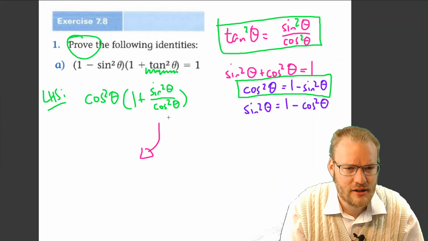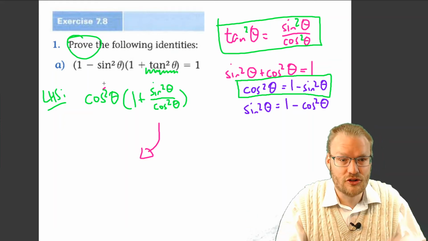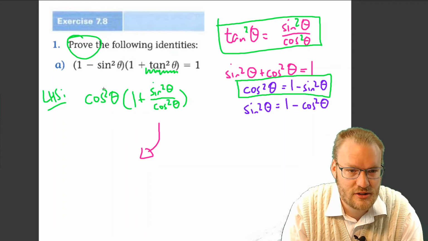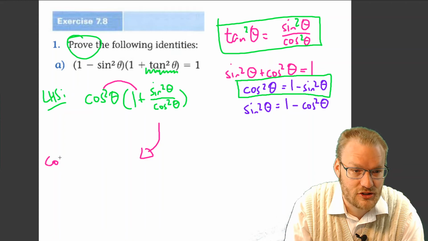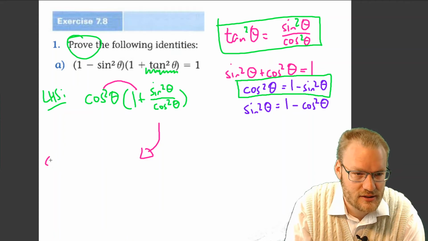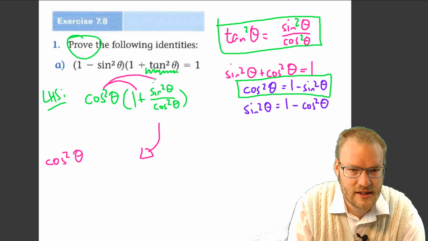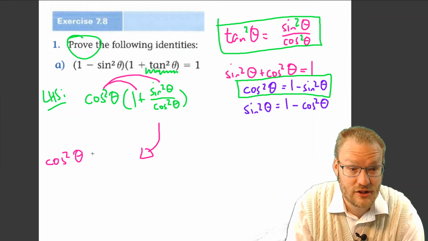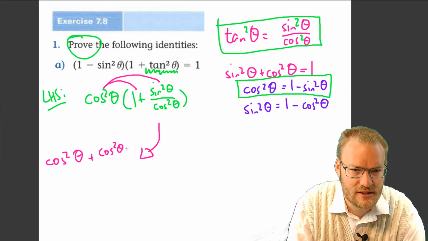The one route is you just multiply this into the brackets. We're not sure what to do, so we're going to say, let's just multiply this into the brackets. Cos squared theta times 1 is cos squared theta. And let's just get that a bit neater. Cos squared theta. Cos squared theta times this. You may jump to the next step, but I'm just going to show exactly what I'm doing. I'm going cos squared theta times sine squared theta over cos squared theta.